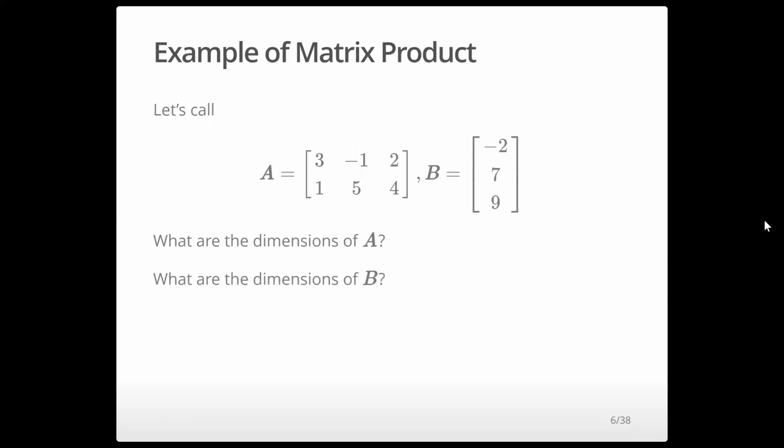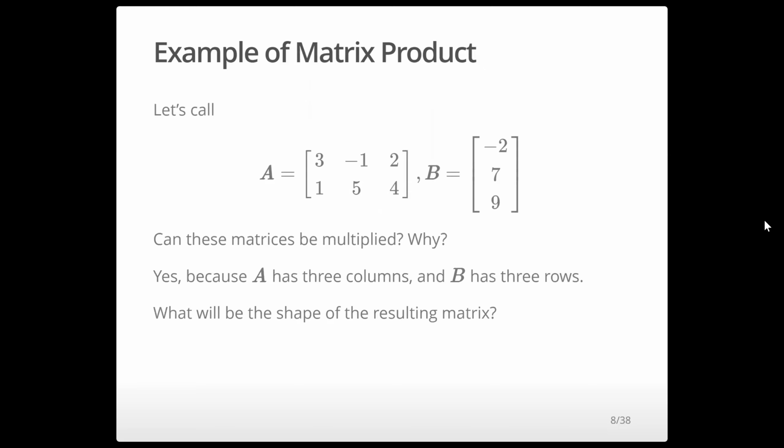Let's call this first matrix A and this second matrix B. What are the dimensions of these matrices? The first one is 2 by 3. The second one is 3 by 1. Can these matrices be multiplied? Why or why not? The answer is yes, because A has 3 columns and B has 3 rows. So A has the same number of columns that B has rows. What will be the shape of the resulting matrix? This will be 2 by 1, since A has 2 rows and B has 1 column.